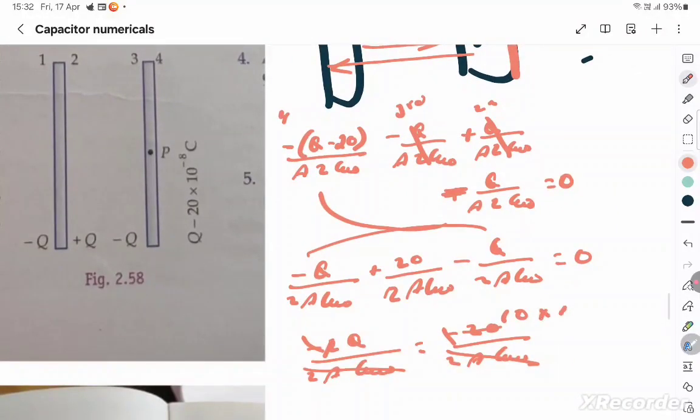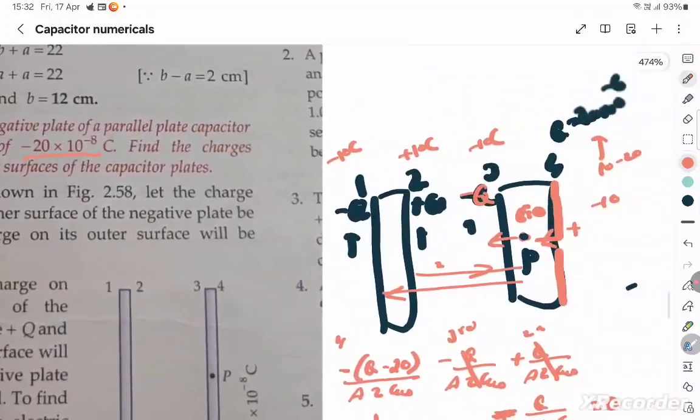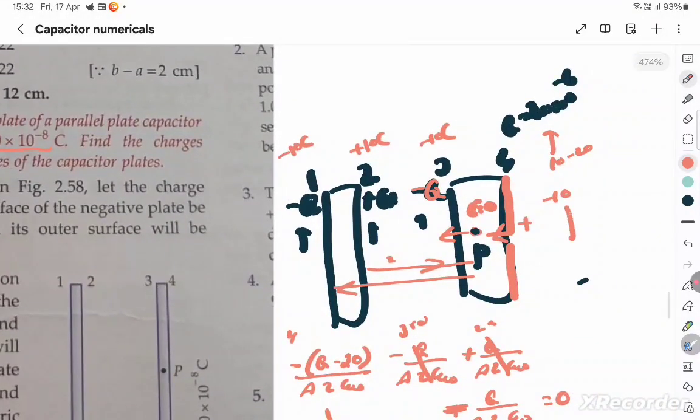So it is 10 into 10 to the power minus 8, and depending on positive and negative, we anticipated this to be a positive charge, but eventually this became a negative charge, if you see. So then surface 1 has got minus 10 into 10 to the power minus 8 coulomb. The surface 2 is plus 10 into 10 to the power minus 8 coulomb.